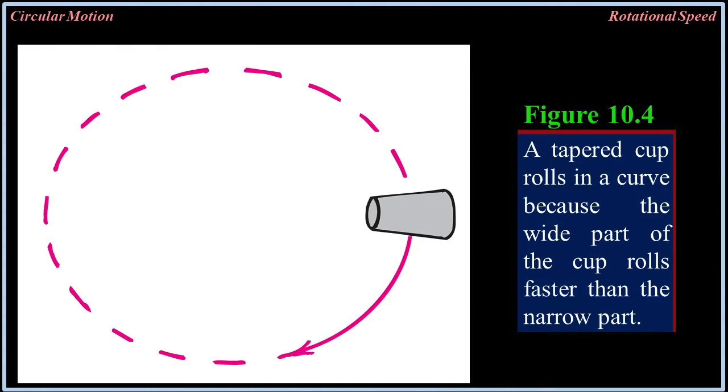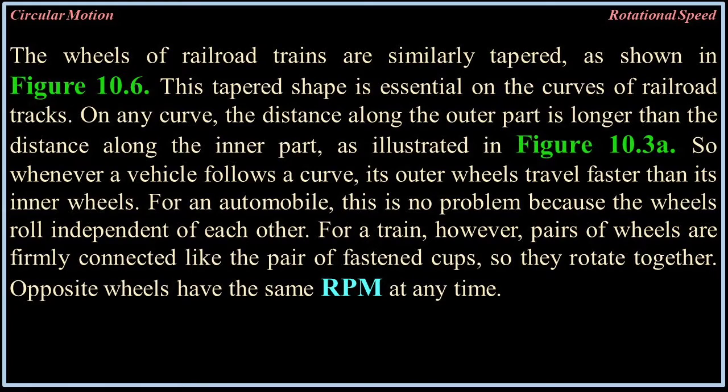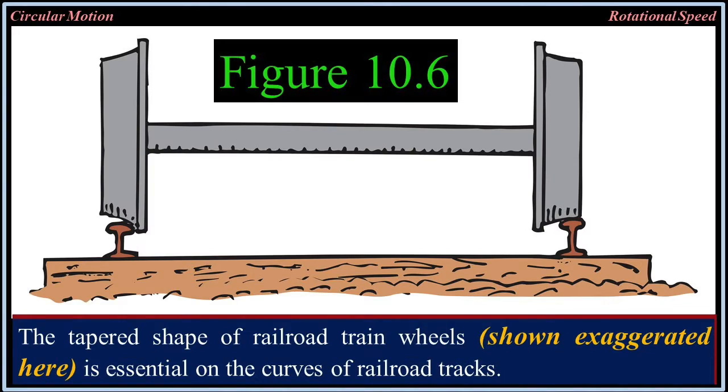Figure 10.4, a tapered cup rolls in a curve because the wide part of the cup rolls faster than the narrow parts. Figure 10.5, a pair of cups fastened together will stay on tracks as they roll. The wheels of railroad trains are similarly tapered, as shown in figure 10.6. This tapered shape is essential on the curves of railroad tracks.